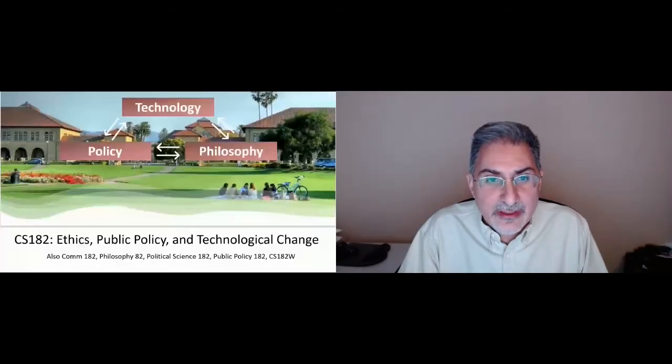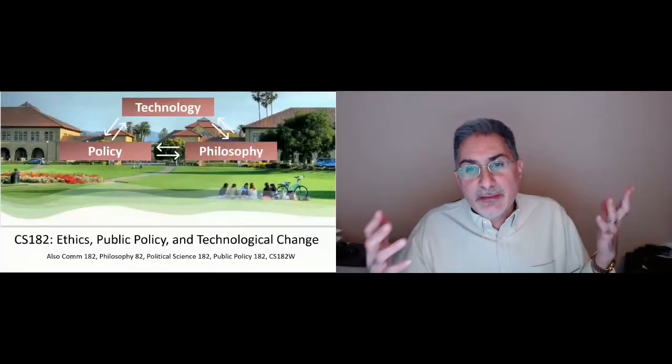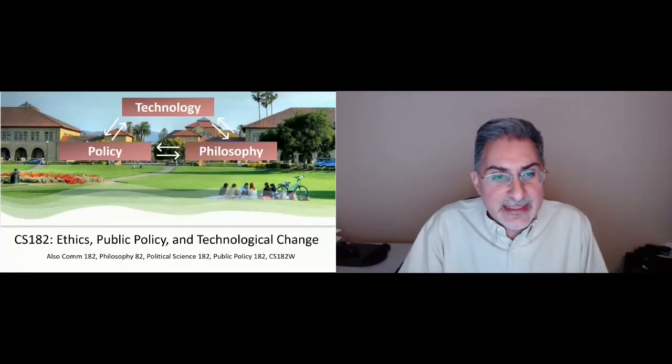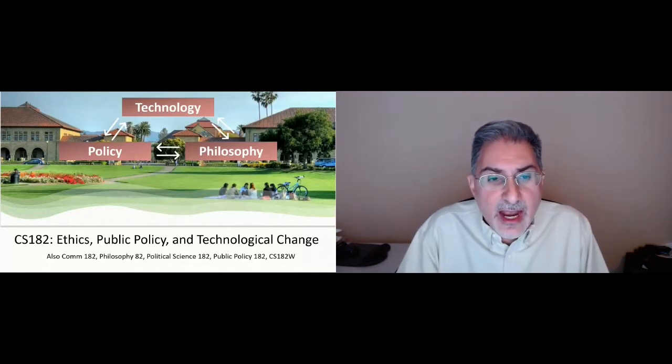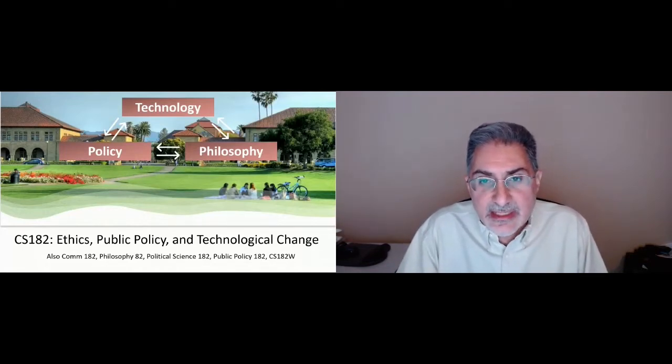So to dive right in, I'm going to start off by sharing my screen with you. So here we go. We start off with a little bit of background to tell you about this class that we put together a few years ago. It's been 4 years now, or the fourth offering is going to be this year, offered at Stanford, which is CS 182, called Ethics, Public Policy, and Technological Change.